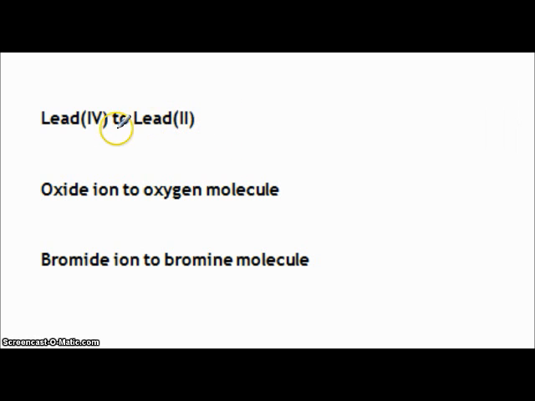Alright. Let's have a look at this one. Lead 4 is Pb4 plus. Lead 2 is Pb2 plus. The number of ions is balanced. We've got one ion on the left, one on the right. We just need to balance the charges, so we need 2 electrons on the left.